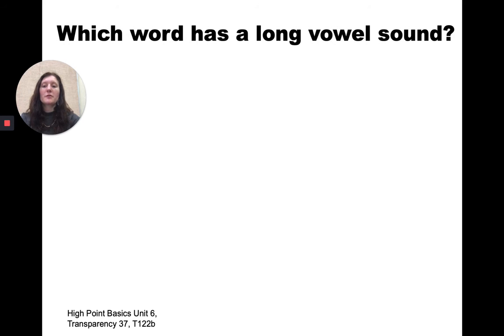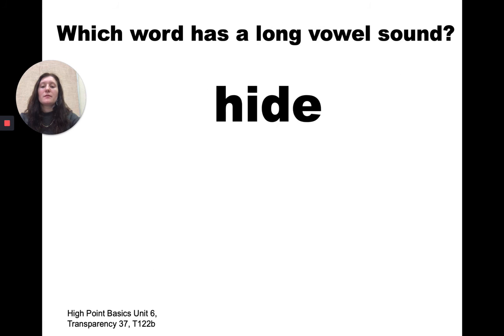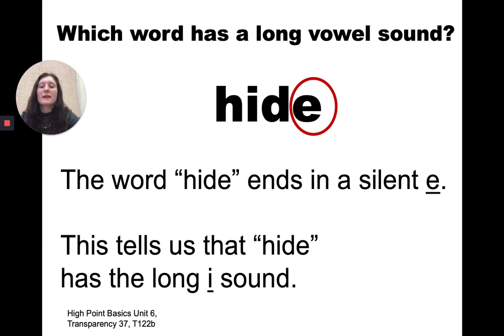All right, let's try another one here. So again, we're looking for which word has a long vowel sound. So we have hid or hide. Hid or hide. So again, hide, because it ends with that silent E. And since our vowel in the middle is I, we know that this word is going to have the long I sound in it.